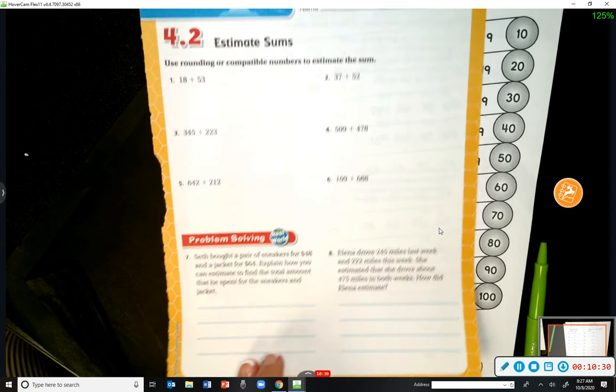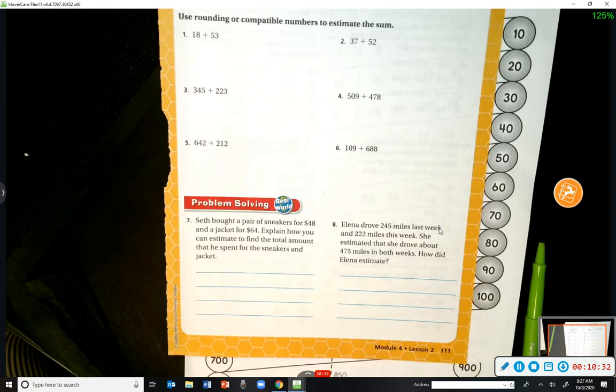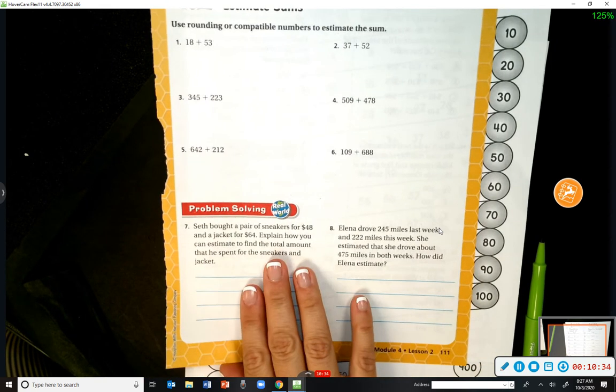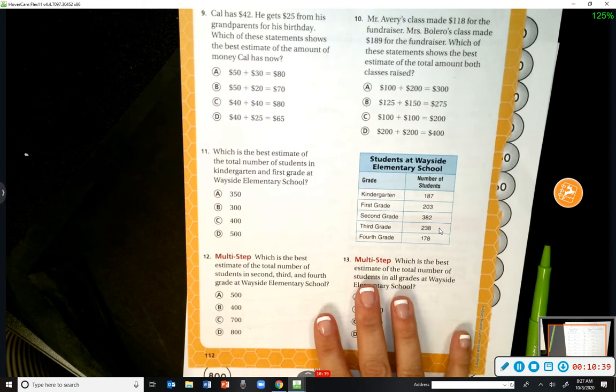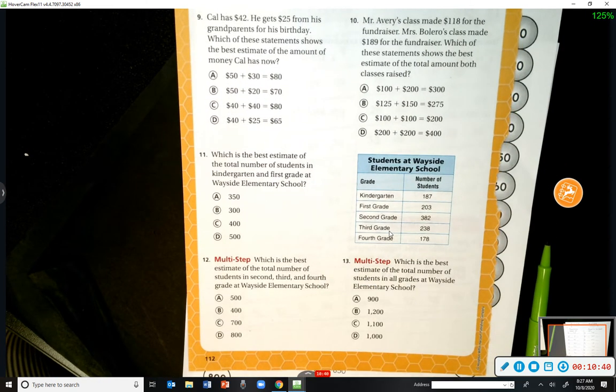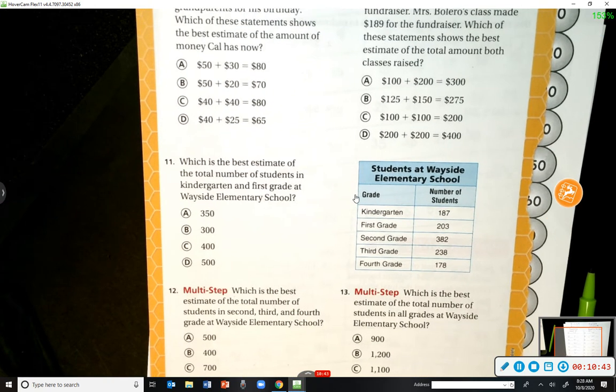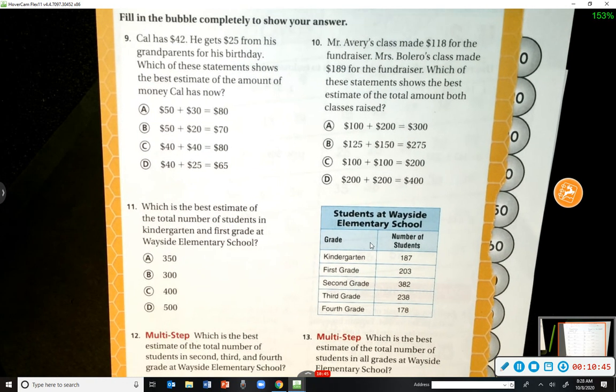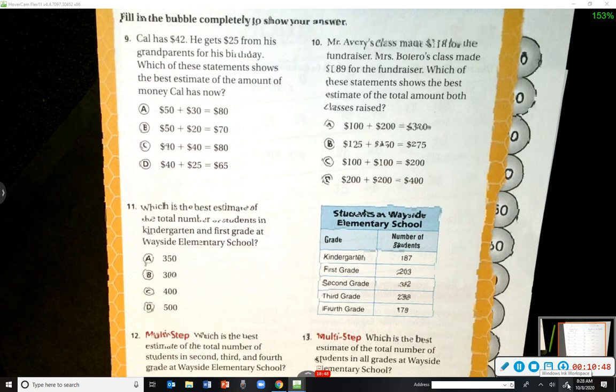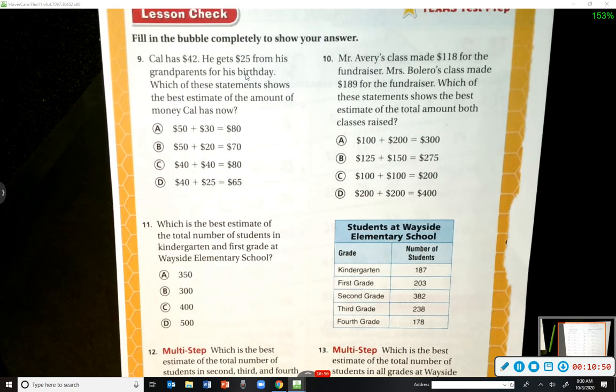So you need to get out your workbook, volume 1. Turn to page 112. We're going to do the back of this. 112. Volume 1, 112. Okay, so estimating word problems.